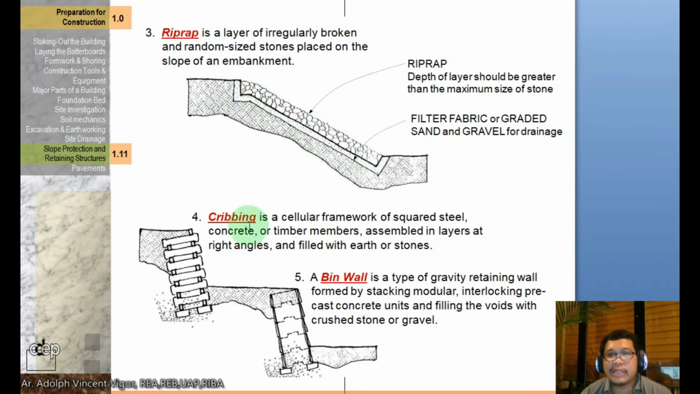So another technique is cribbing, which is a cellular framework of squared steel, concrete, or timber members assembled in layers at right angles and filled with earth or stones. Then we have the bin wall, which is a type of gravity retaining wall formed by stacking modular, interlocking precast concrete units and filling voids with crushed stone or gravel. Okay, so this is a bin wall class, and this is a cribbing.